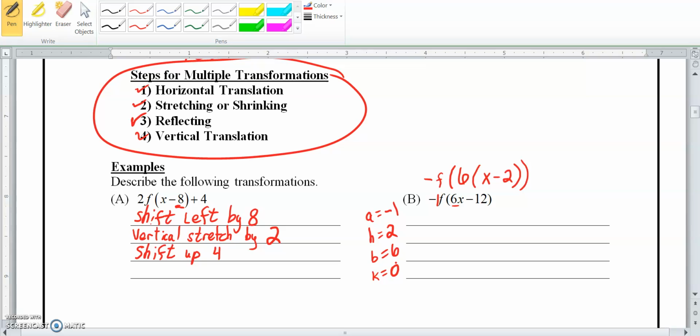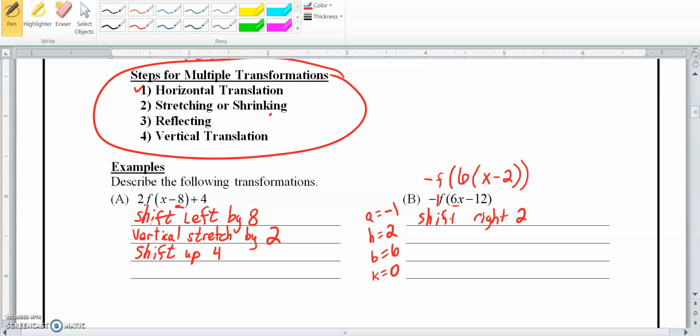So if we look at this, this might be an easier way for people to describe it too. So if we go to step 1, it says horizontal translation. Okay, so that's for h. Well, here's our h right here. We have a shift right 2, because h is 2. And done. Stretching or shrinking, that happens on our a's and our b's.